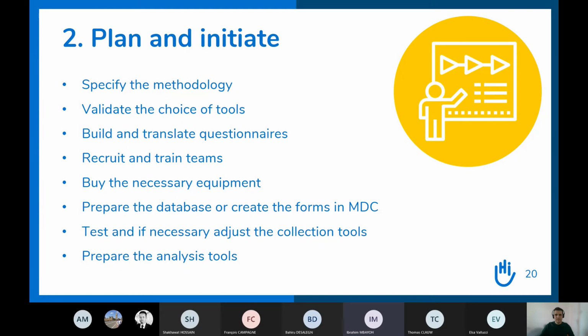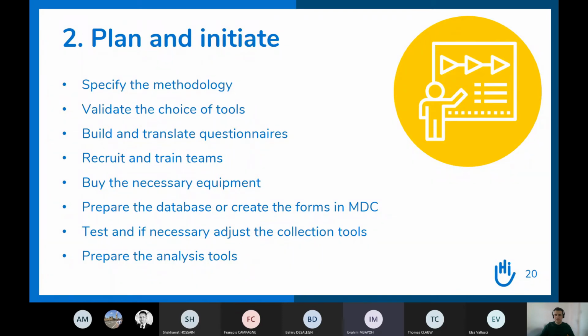Point 3.4, that is recruit and train the teams, and also prepare, buy the necessary equipment, and test and adjust the collection. I just want to talk around the connection between these two.